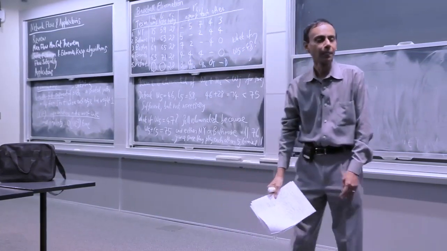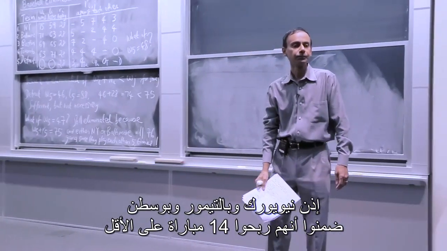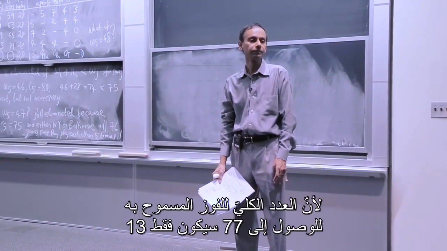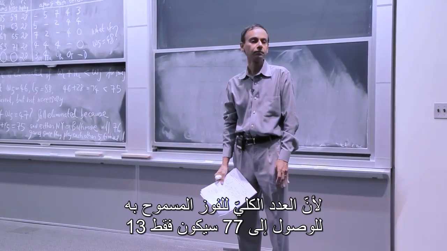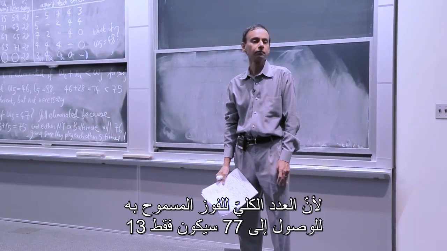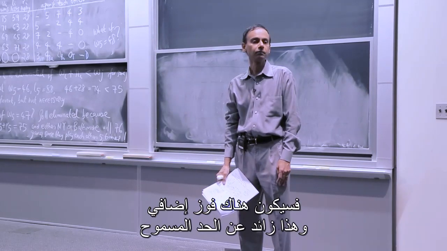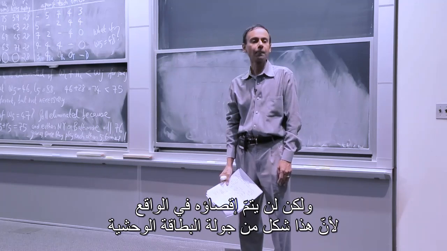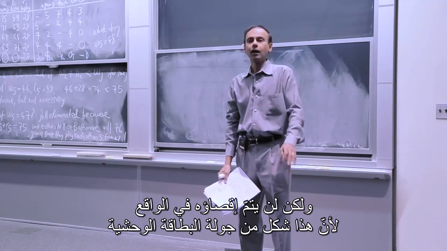Yeah. So New York, Baltimore, and Boston are guaranteed to get a total of at least 14 more wins. Which means their total number of wins that they're allowed to have without any of them getting to 77 is only going to be 13. So it'll be like 1 plus 5 plus 7, so it's too many. But they're not actually eliminated because this is from the wild card era anyway.